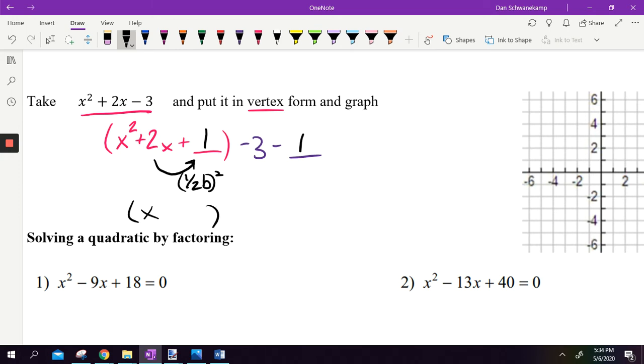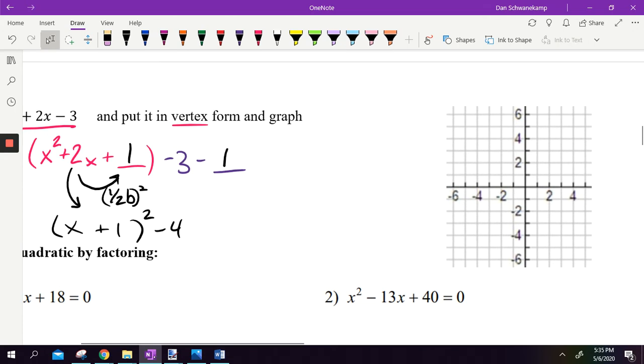Then I'm going to complete the square. We're going to factor this thing. Remember, it's just taking that number and cutting it in half. Negative 3 minus, oh, that's negative 4. So let's graph it now. The plus 1 takes me left 1. The minus 4 takes me down 4. The a value is just 1, so I'm going to go up 1, over 1, up 3, over 1.